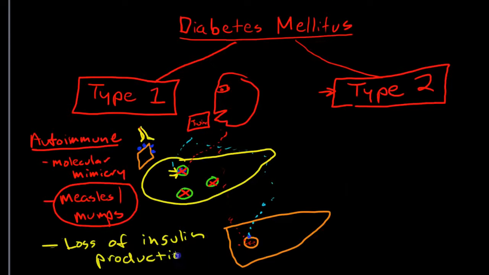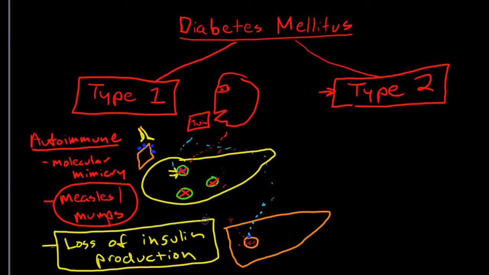And usually it's relatively absolute. Most type 1 diabetics have absolutely no insulin production. They've lost all of their beta cells. Now, there can be other causes of type 1 diabetes.